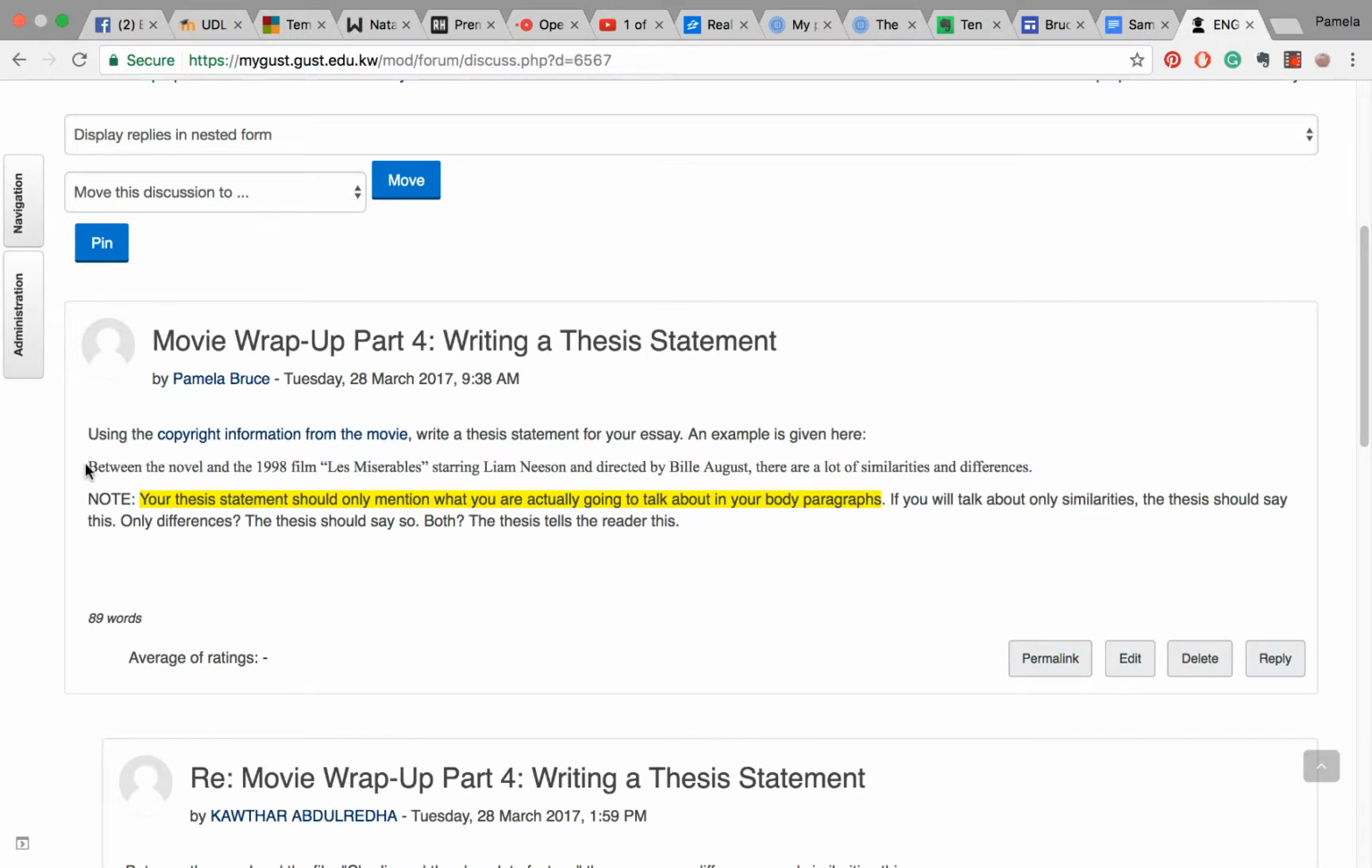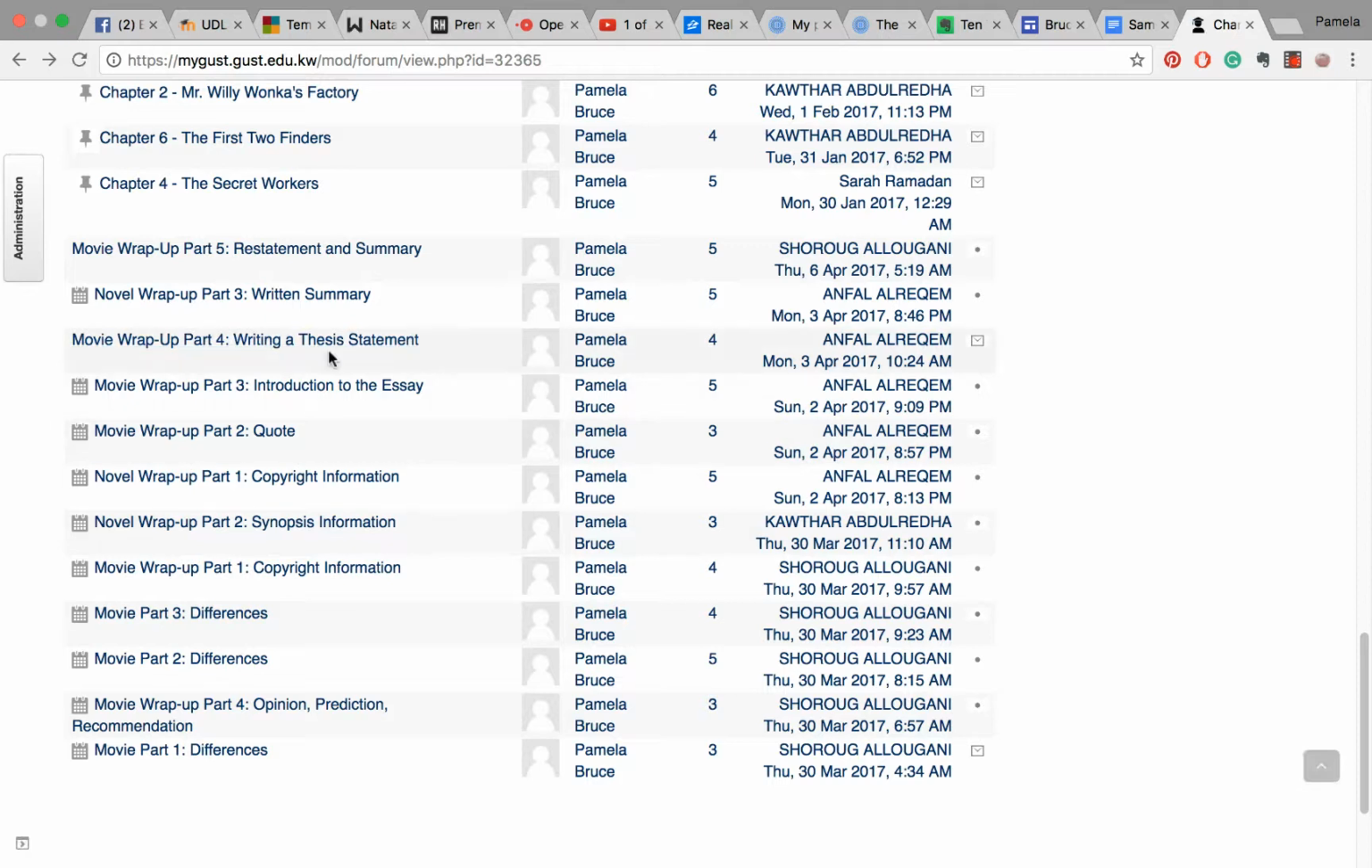So here we've got an example of between the novel and the 1998 film Les Miserables, starring Liam Neeson and directed by Billy August. There are a lot of similarities and differences. Now, obviously, if they're doing Charlie and the Chocolate Factory, it's not going to be talking about Les Miserables. But this gives them the date, it gives them the title, it gives them the starring actor, it gives them the director, and they have already, in that same paragraph, mentioned the novel. And so by breaking it down into small pieces, it helps them along their way.